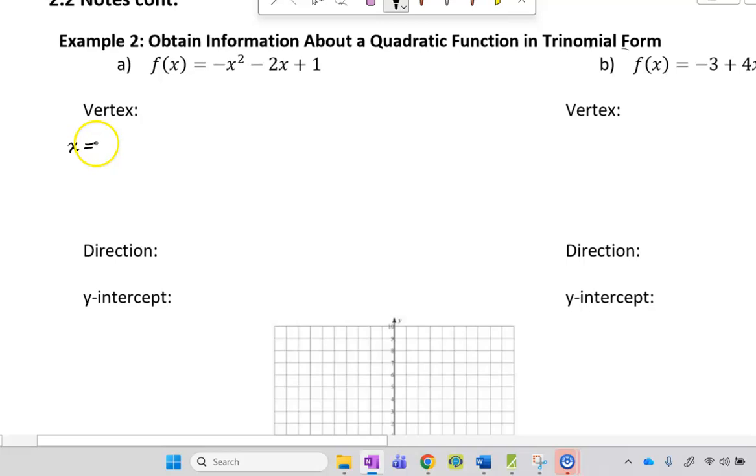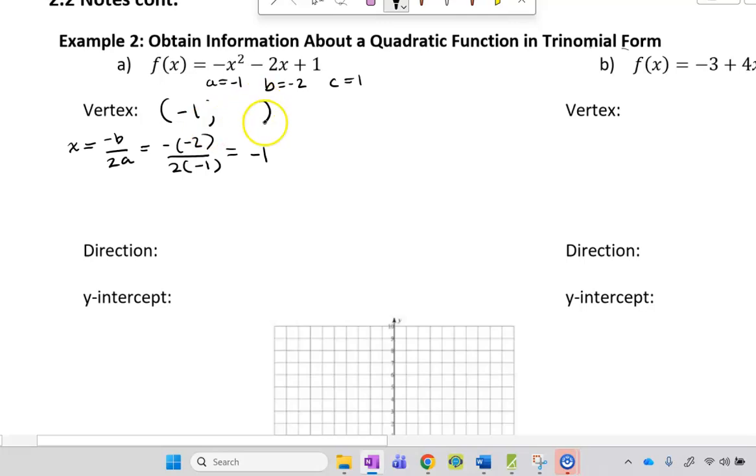To get your vertex, you have to do -b over 2a. And I should know what A, B, and C are first. A is -1, B is -2, C is 1. So to get my vertex, I've got -2 over 2 times -1. All I did was I plugged in A and B into this thing. A lot of negatives, but when you simplify everything, you should get -1. So my vertex is -1, comma.